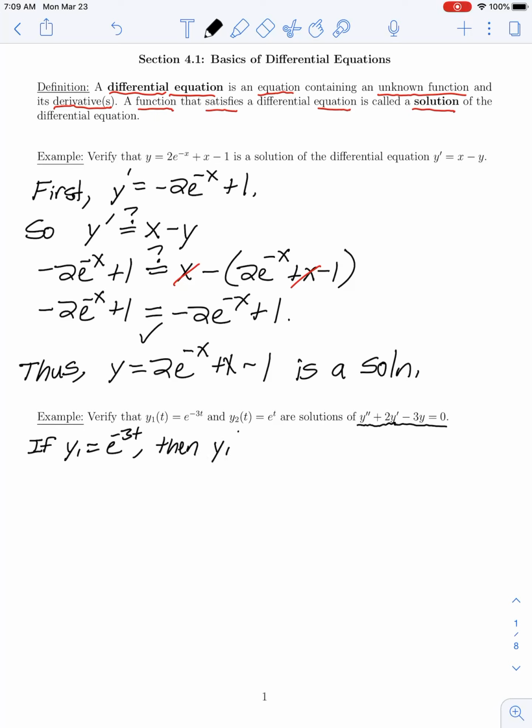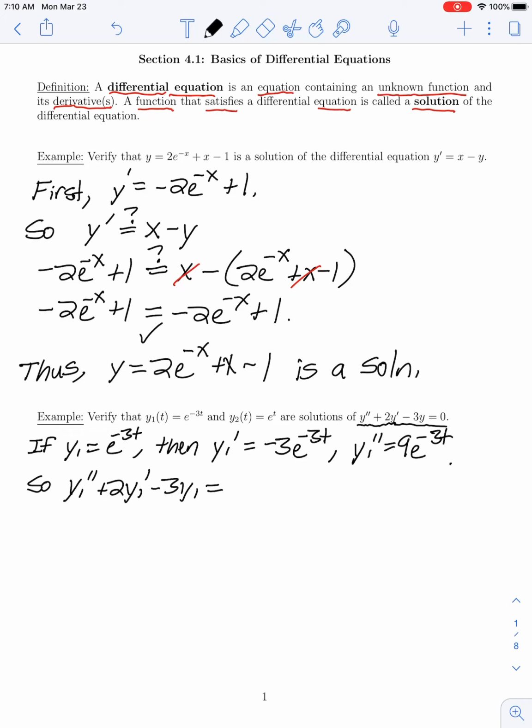So y1 prime would then be negative 3 e to the negative 3t, and y1 double prime would be a positive 9 e to the negative 3t by applying the chain rule. So if we think about plugging this into our differential equation, we're looking at y1 double prime plus 2 times y1 prime minus 3 times y1. We want to see if this will give us 0, if it will satisfy our equation.